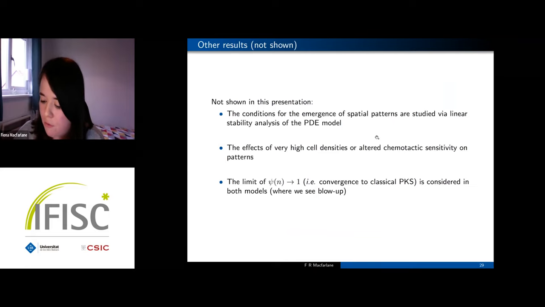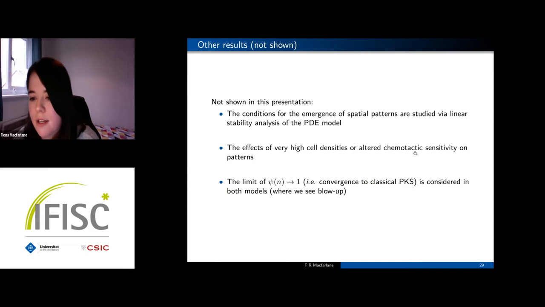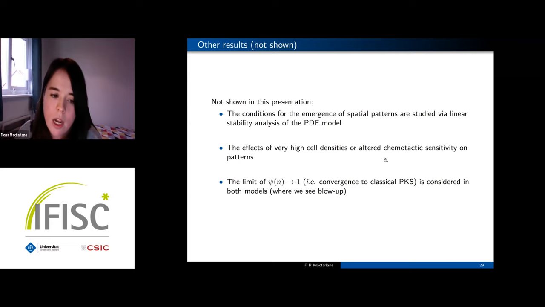So I want to move on to look at a few other cases, but some other things we've done with this chemotaxis model is looked at the linear stability analysis of the PDE model. We've looked at the cases where we have very high cell densities to investigate that volume filling effect a bit more, and looked at what the effect of chemotactic sensitivity has on the patterns. So if we change the sensitivity of the cells to the chemotaxin, we get different numbers of peaks, for example, in our pattern.